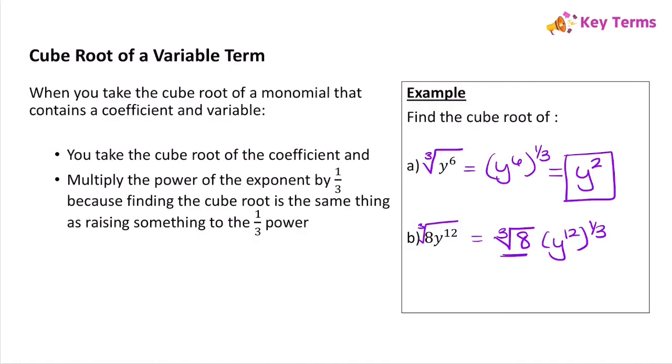So the cube root of 8, if we use our chart to help us out, that's going to be 2, because 2 times 2 times 2 is equal to 8. And then y to the 12th to the 1/3, well, 12 times 1/3 is 4. So this is going to be 2y to the 4th.